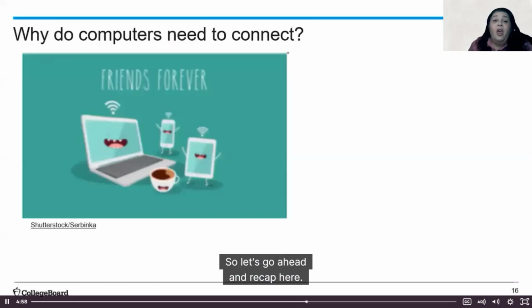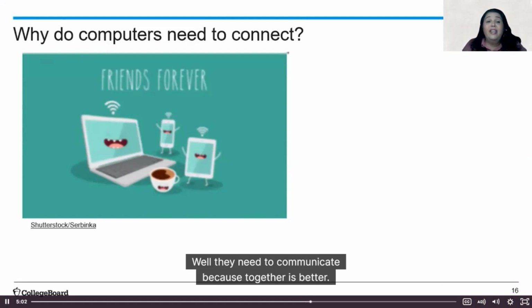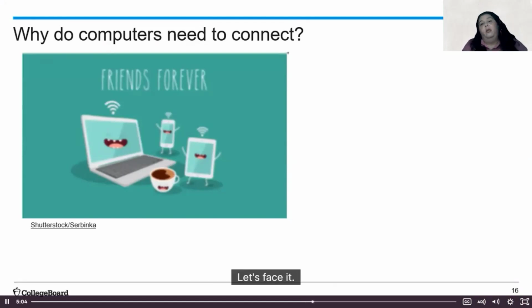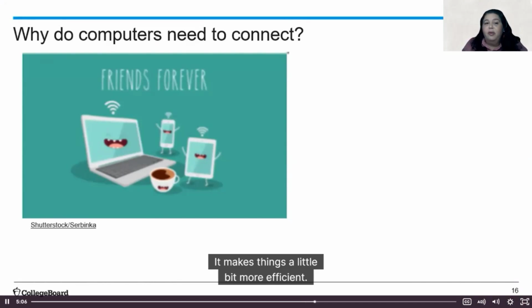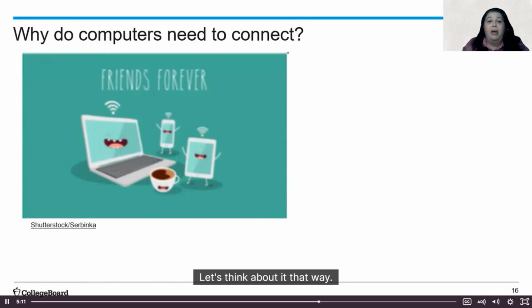So let's go ahead and recap here. Why do computers need to communicate? Well, they need to communicate because together is better. Let's face it. You want to talk to your friend, it makes things a little bit more efficient. Hey, why have a cell phone if you can't text anyone? Let's think about it that way.